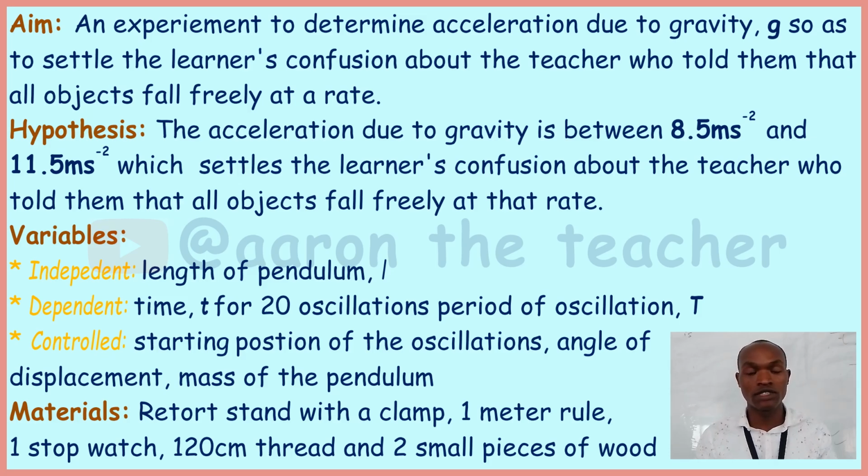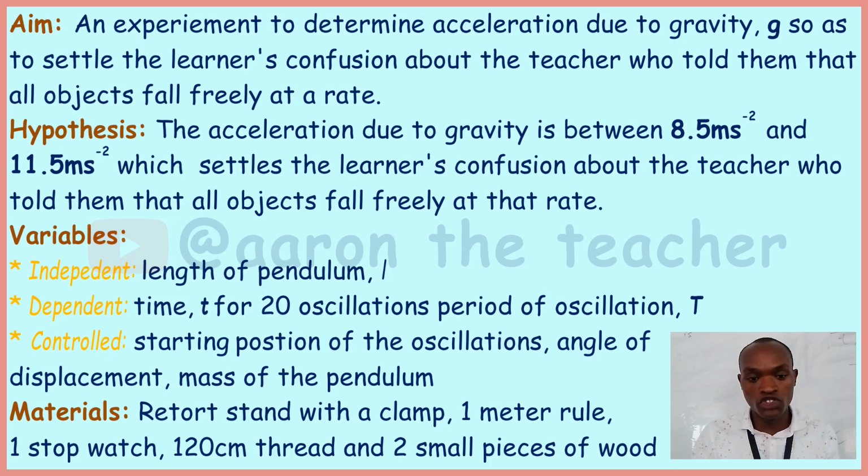We move on to the hypothesis. The hypothesis is: acceleration due to gravity is between 8.5 meters per second squared and 11.5 meters per second squared. Why are we predicting that the acceleration due to gravity is between these values? We are predicting so as to settle the learners' confusion about the teacher who told them that all the objects fall freely at that rate. Always be mindful to join the purpose to the hypothesis, and to join the purpose to the aim.